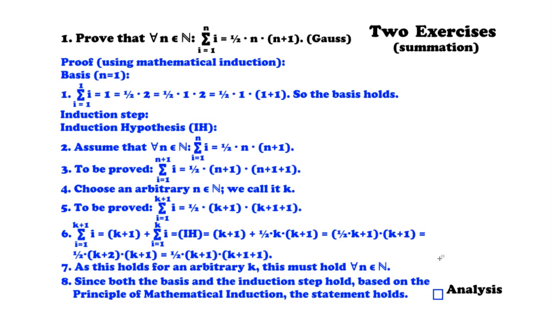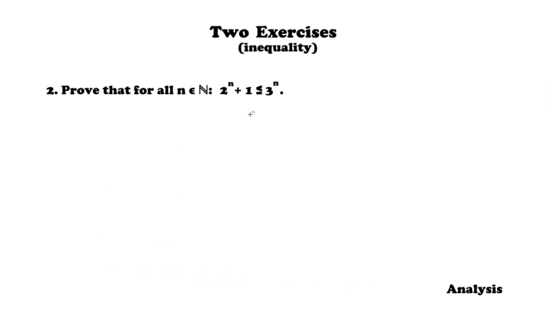Let's now go to the second exercise, and the second exercise involves an inequality. What we'd like to prove is that for all n in natural numbers, 2 to the power n plus 1 is less than or equal to 3 to the power n.